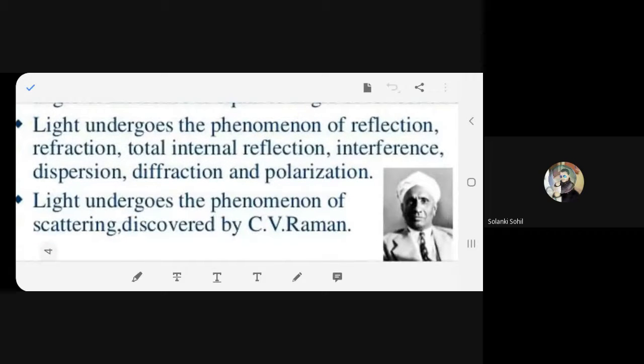Now all these activities, the scattering that light undergoes, it was discovered by a very renowned scientist, C.V. Raman, who was a Nobel laureate.